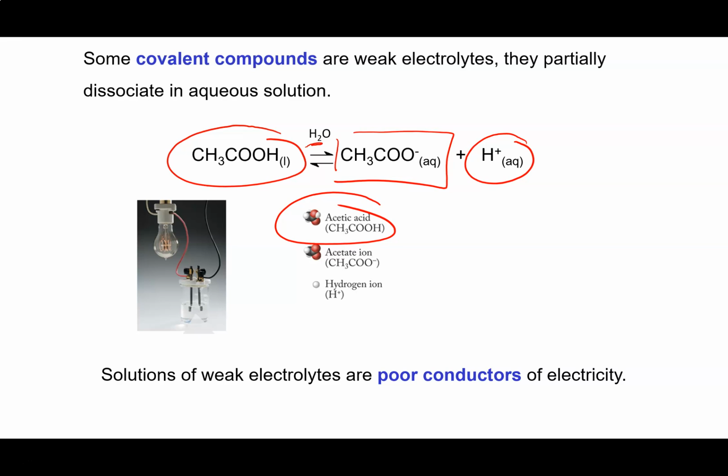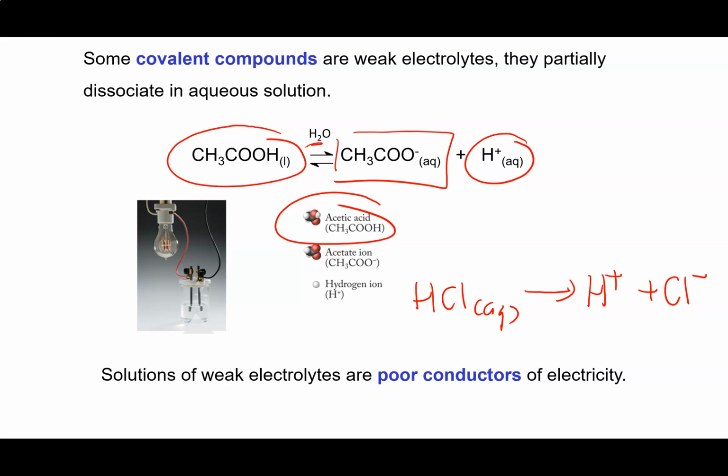Now, of course, strong acids, and these are most of the acids that we've seen, completely separate into hydrogen ions and an anion, and they're going to be good conductors of electricity.